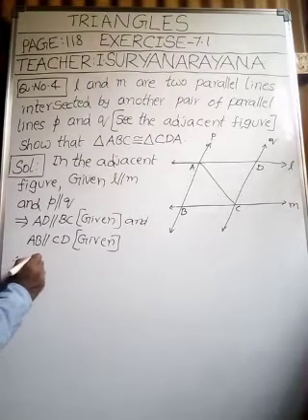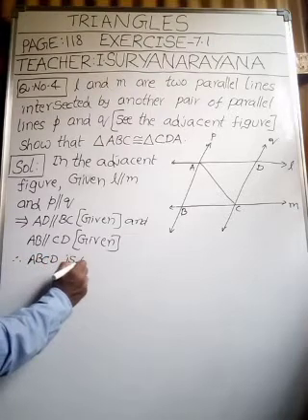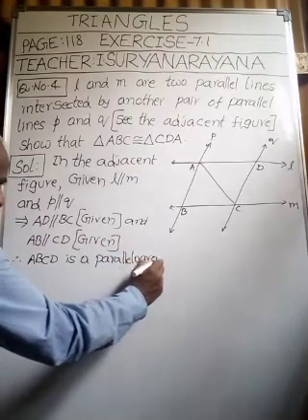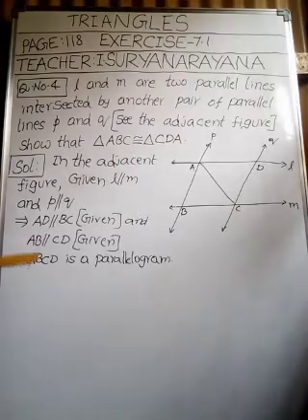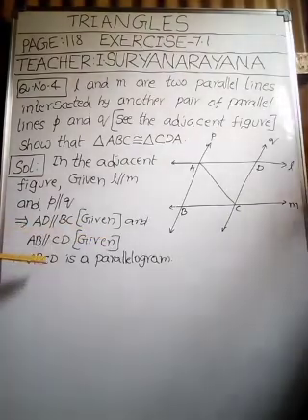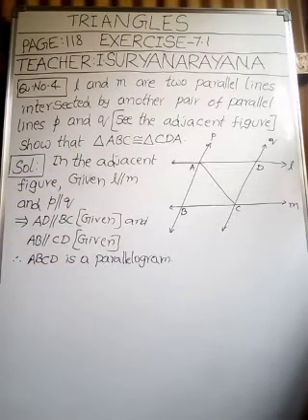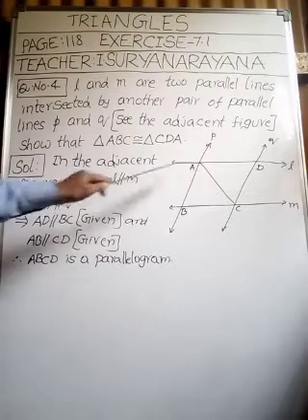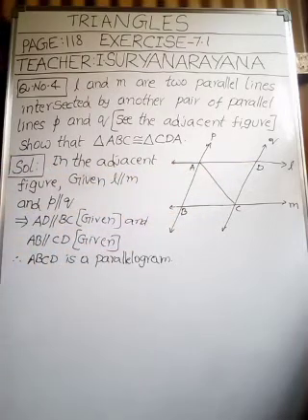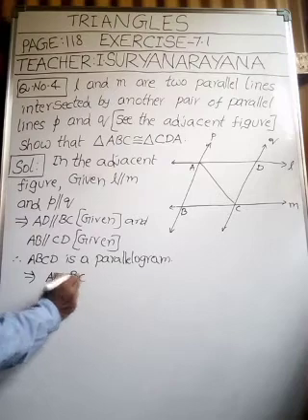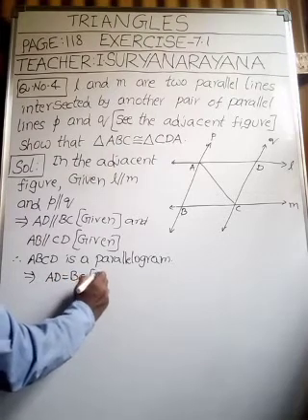Therefore, ABCD is a parallelogram. Okay, my children. So we concluded that here ABCD is a parallelogram. In a parallelogram, do you know the properties of a parallelogram, my children? Yes, opposite sides are equal. Isn't it or not, my children? So AD is equal to BC. A pair of opposite sides.